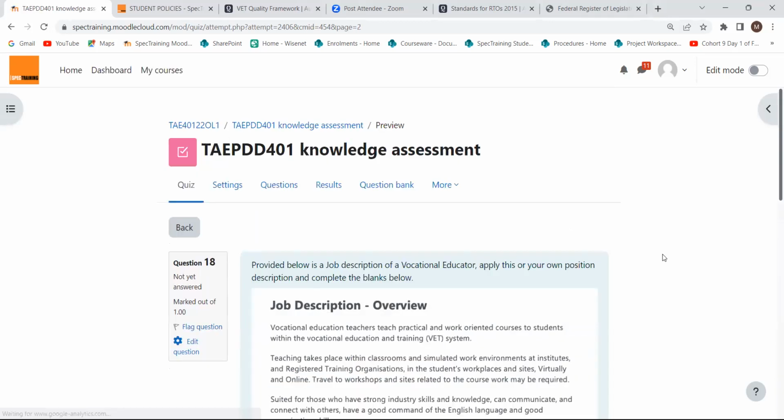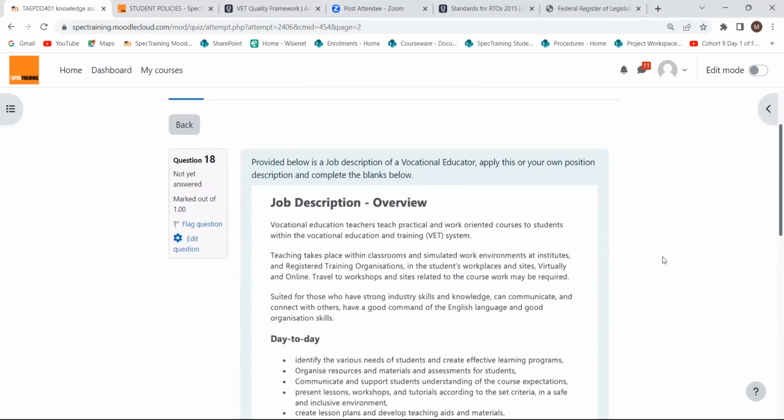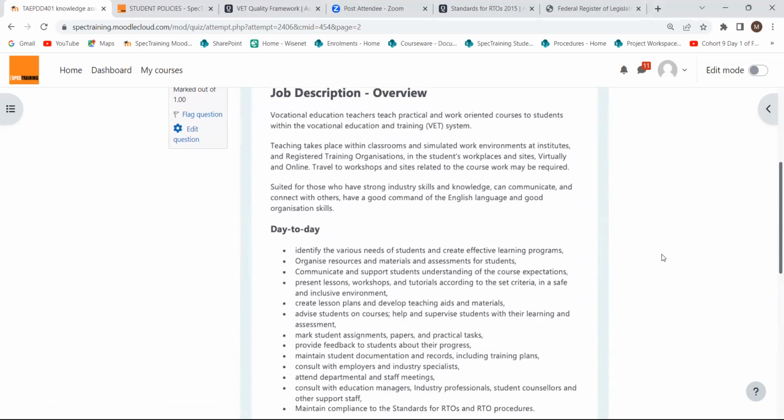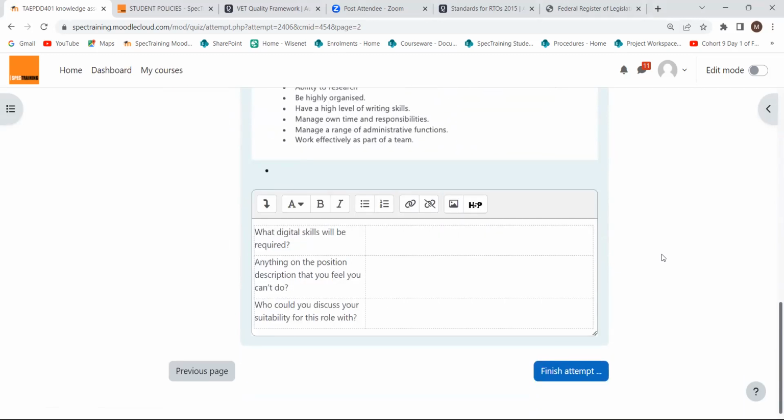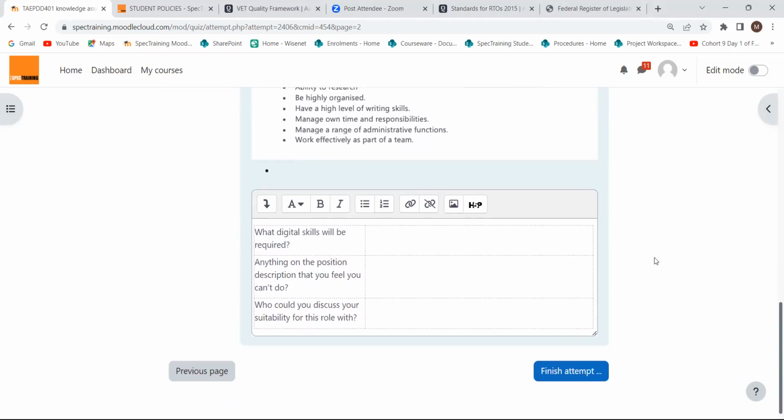So let's head to the next page, and question 18 here, provided below is a job description of a vocational educator. Apply this to your own position description and complete the blanks below. All right, so what digital skills will be required? So you can read through here or through the ad and see what kind of digital literacy skills you think would be required. So what kind of things would be required to be done on a computer, okay?